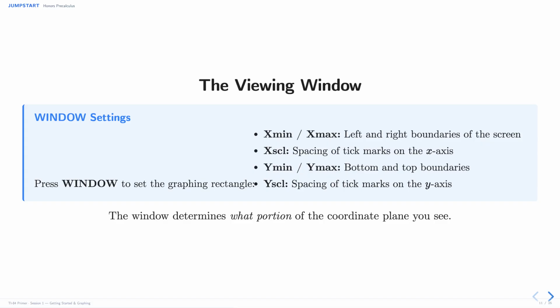Next, let's talk about the viewing window. Press the Window key to set the graphing rectangle. You can adjust the left and right boundaries of the screen with Xmin and Xmax, and set the spacing of tick marks on the x-axis with Xscale. Similarly, you can set the bottom and top boundaries with Ymin and Ymax, and adjust the spacing on the y-axis with Yscl. The window determines what portion of the coordinate plane you see, so it's essential to set it correctly.